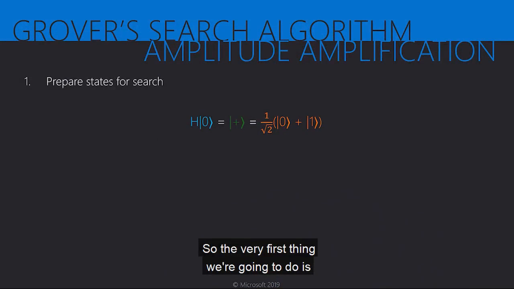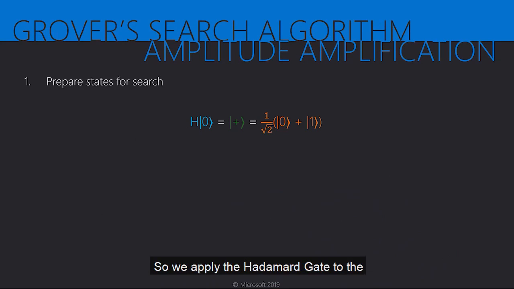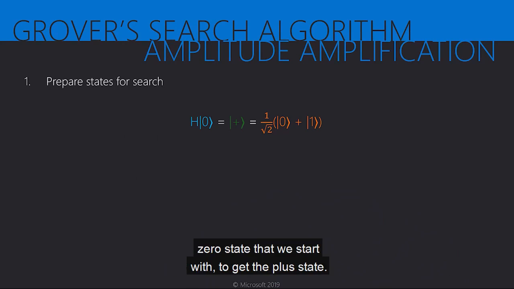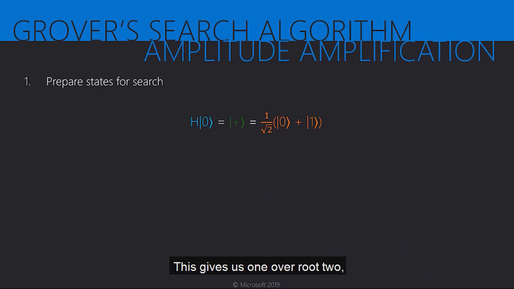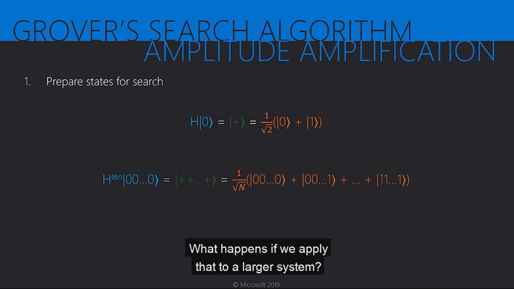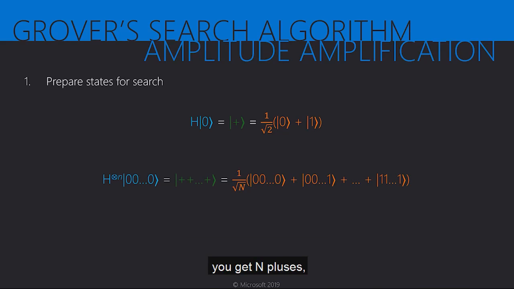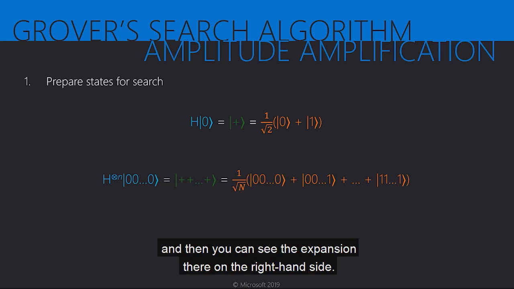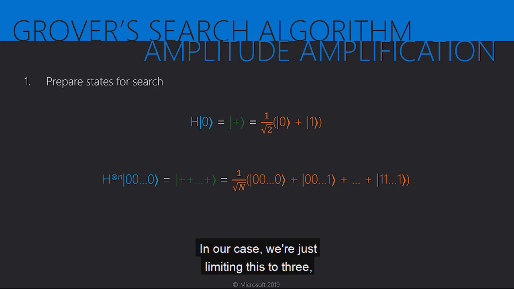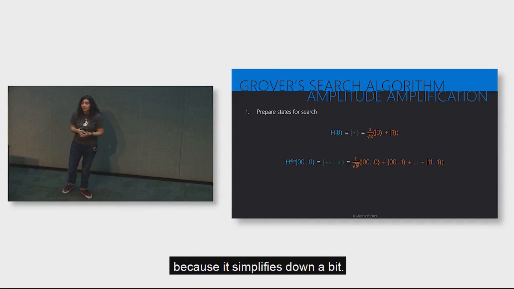So the very first thing we're going to do is we will prepare our states for search. Now this is just using the Hadamard gate, which we've seen a couple times already. So we apply the Hadamard gate to the 0 state that we start with to get the plus state. This gives us 1 over root 2, 0 plus 1, as we saw previously. What happens if we apply that to a larger system? Fairly logically, if you apply the Hadamard n times to n qubits, you get n pluses. And then you can see the expansion there on the right-hand side. In our case, we're just limiting this to 3, so it simplifies down a bit.